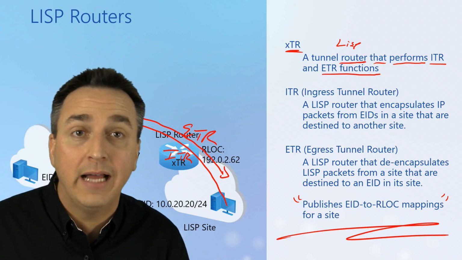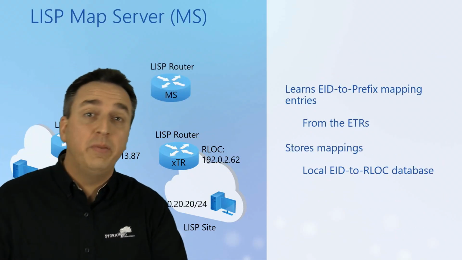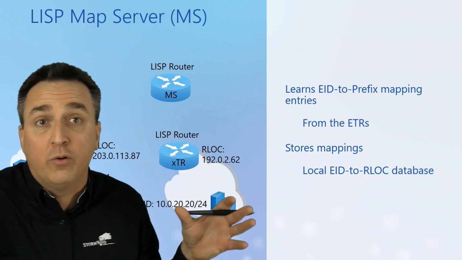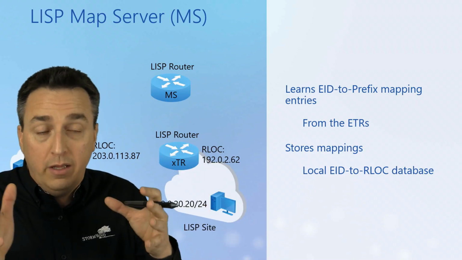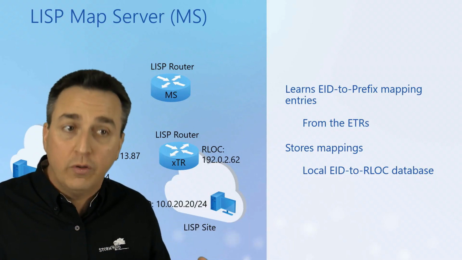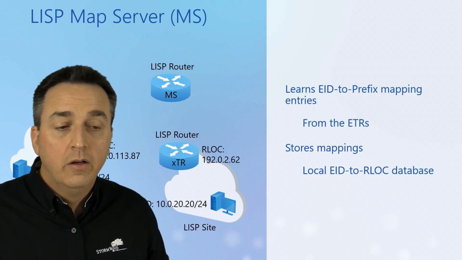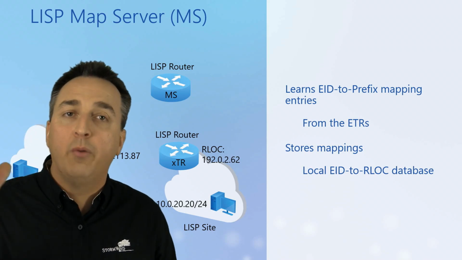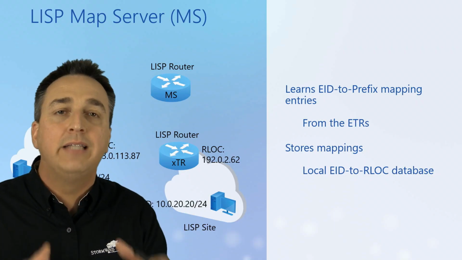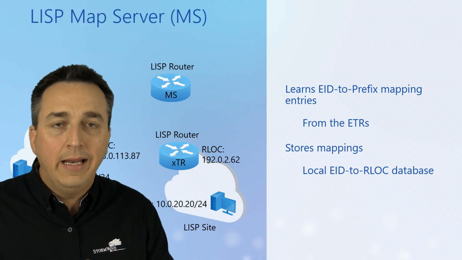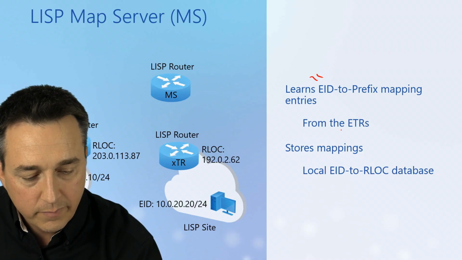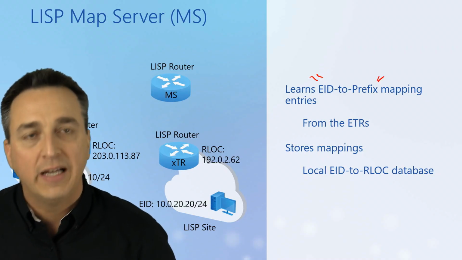So let's talk about that server. The server could actually be a physical server, folks, doing this job, or it could be another router. You can have Cisco routers acting as a LISP mapping server. And so regardless of whether it's a physical server or a router, what is the mapping server all about? It's about having a database, and it is going to learn about all the endpoint identifiers and their prefixes.